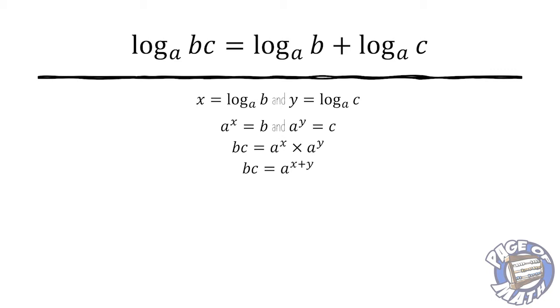Now let's rewrite this equation that is in index form into our logarithmic form. So the logarithm will be x plus y. X plus y will be log, the base is a, of BC. And remember that x is log base a of b, and y is log base a of c. So when we add x and y together, we have this law being written out, that when you multiply b times c and take the log of it, it is the same as the log of b plus the log of c.